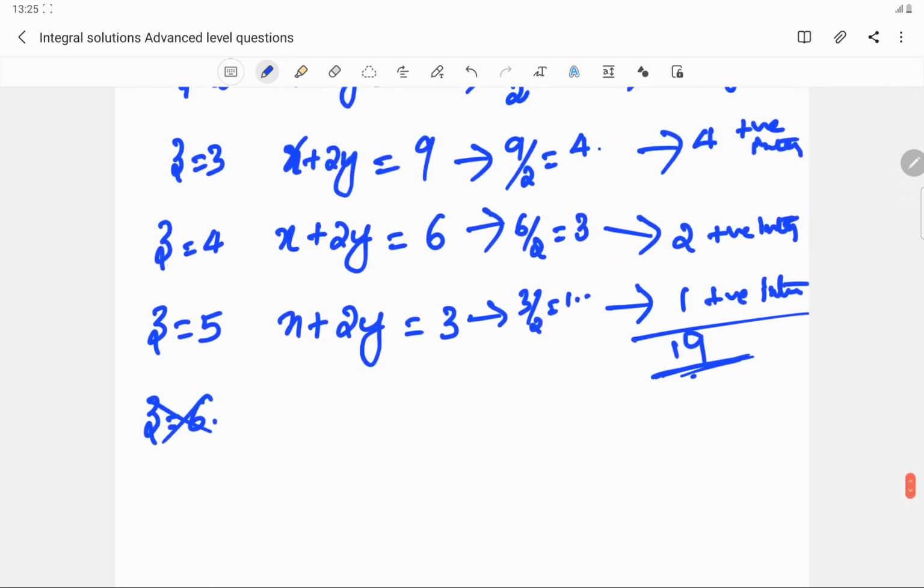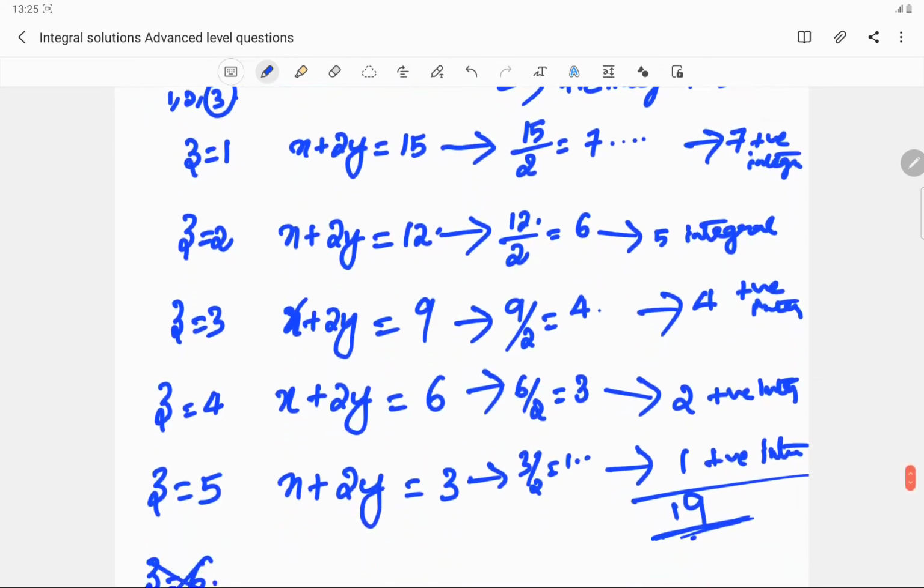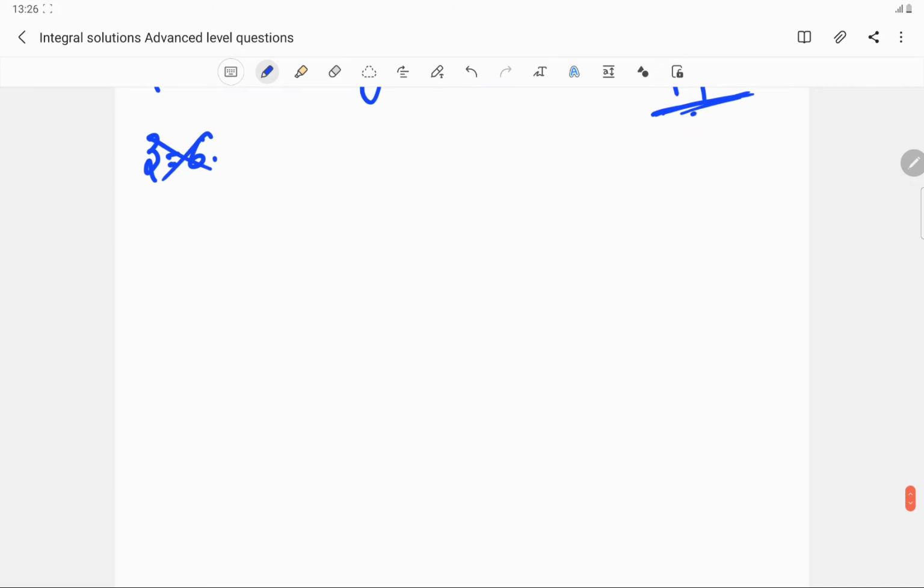So in the earlier question we were finding out k divided by a into b, and then we are figuring out the number of positive integral solutions or number of non-negative integral solutions. So instead of doing that, we can also solve this in this way. So if x plus 2y plus 3z is equals to 18, and when z is equals to 1, this would become x plus 2y is equals to 15.